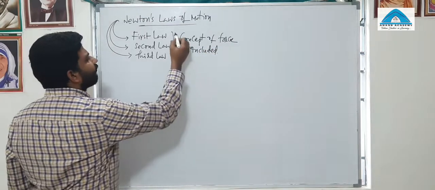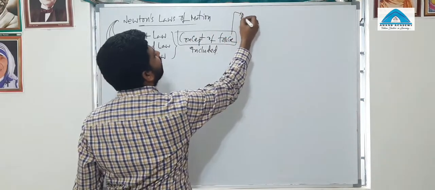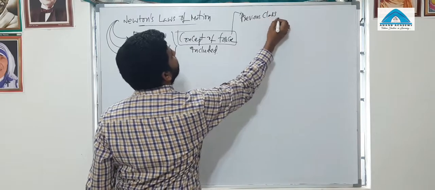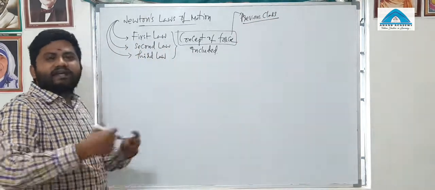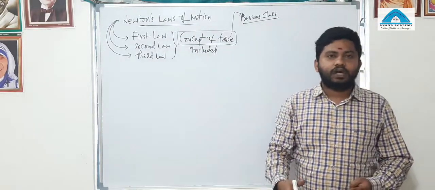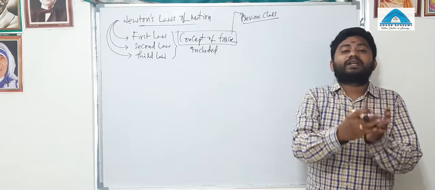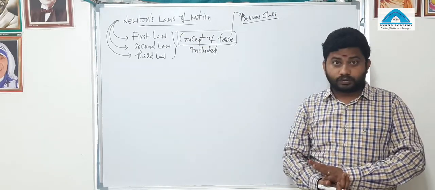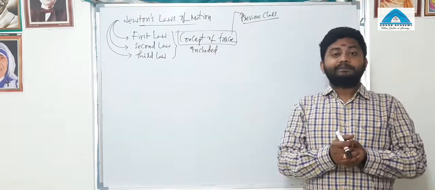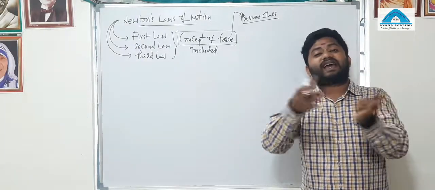About this concept of force, we had already discussed in our previous class. What was our previous class? Force, a vector quantity, which has both magnitude and direction. So there is a concept of what effects can be done by a force. Force can change the direction of a moving body, force can change the speed of a body, force can change the state of a body, force can change the shape and size of a body.